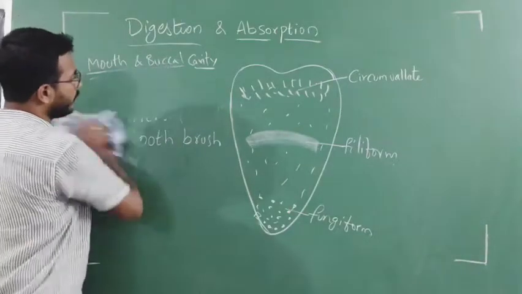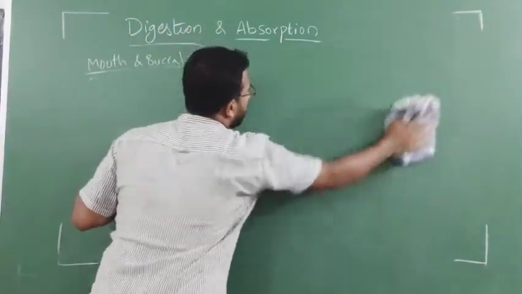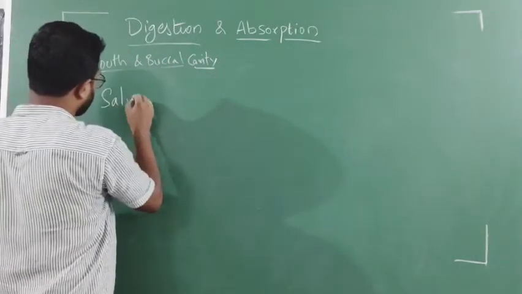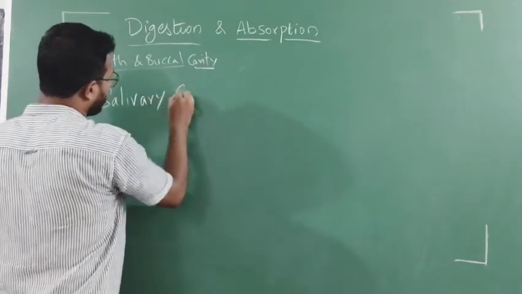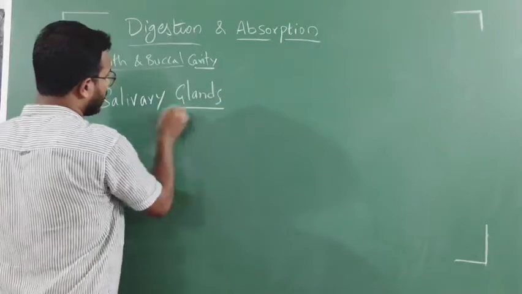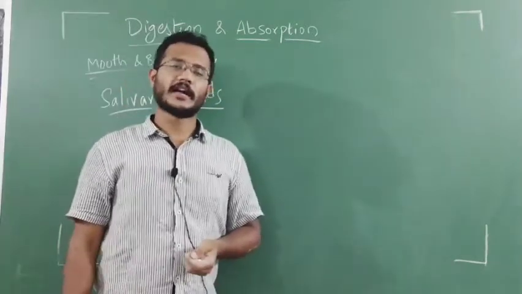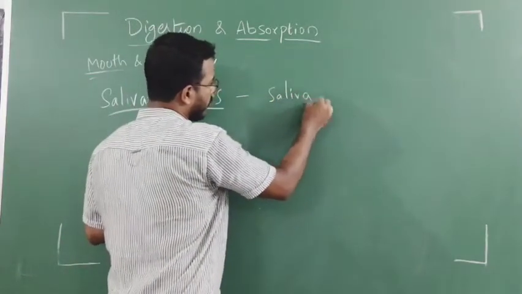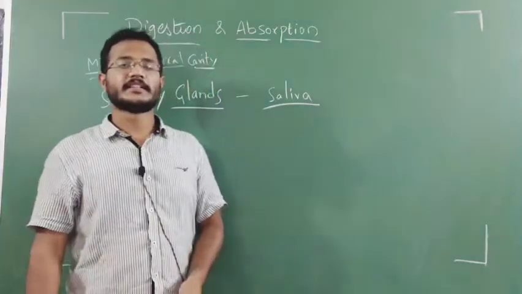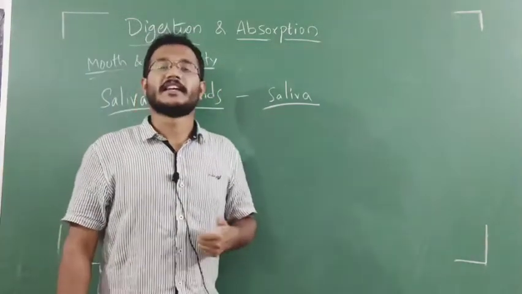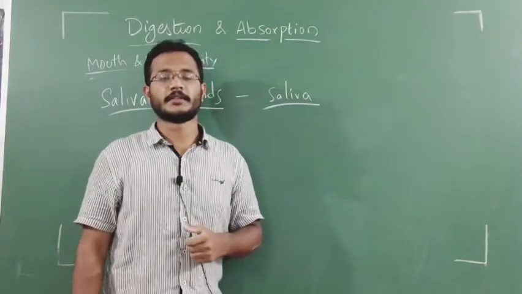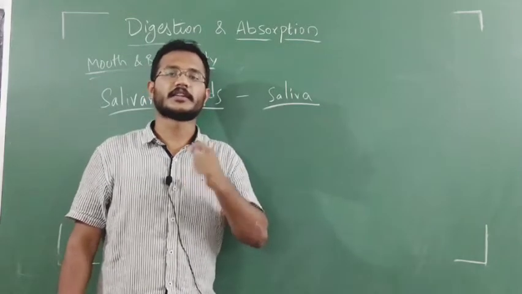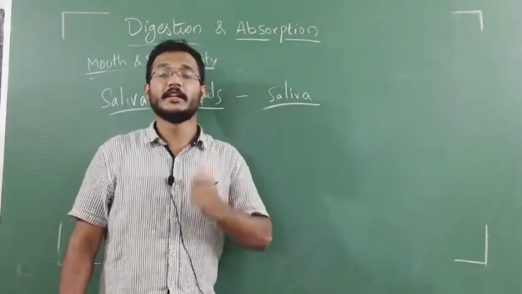Now we will discuss salivary glands. Salivary glands are present in the buccal cavity region, which will release the saliva. So which part of the food materials, which chemicals, will the saliva digest? The saliva also contains some types of enzymes that will digest the food materials. Starch: 40% of the starch itself is digested in the buccal cavity.